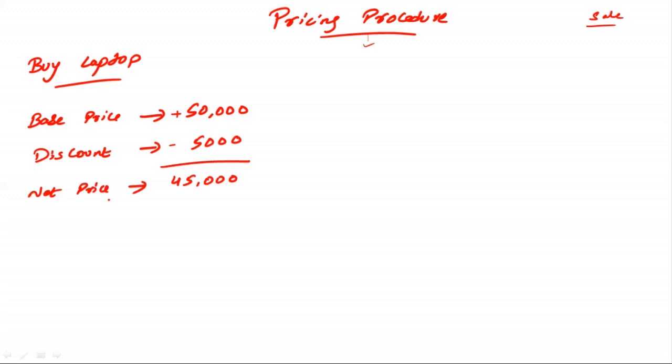Okay. So you want to buy a laptop. The base price of this laptop is 50,000. Upon this 50,000, you are going to ask for a discount. And he gives the discount on the basis of amount or percentage. So whatever amount or percentage he gives, that value will get subtracted from your base price. Okay, and you get a net price.